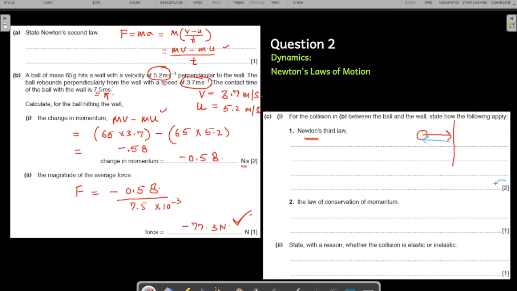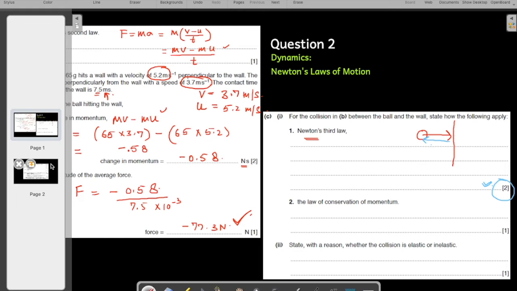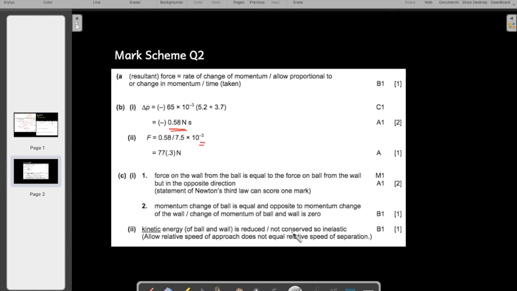So you have two key terms, equal and opposite. Mention both of them to get 2 marks. Force applied by the ball on the wall is equal and opposite to the force applied by the wall on the ball. This should be your answer. I'm saying it, I'm not writing it, but it should make sense, right? If you want me to write everything that I say, please do mention in the comment box. I'll take care of it. So if you look at the mark scheme, the force on the wall from the ball is equal to the force on the ball from the wall, but in opposite direction.